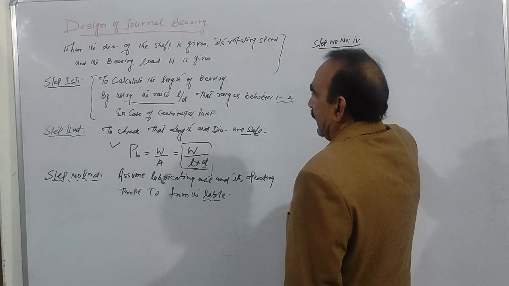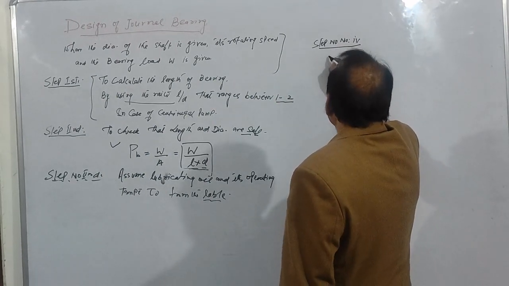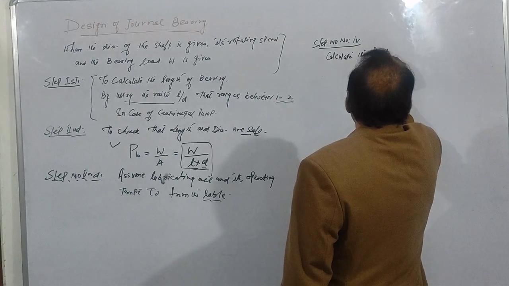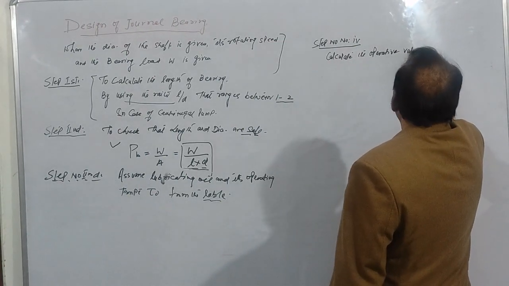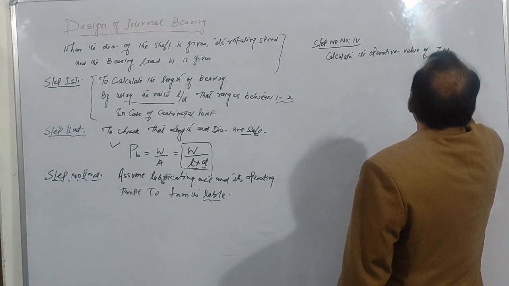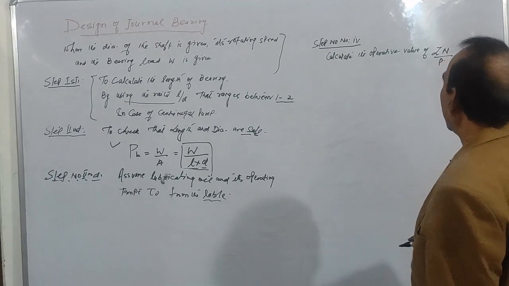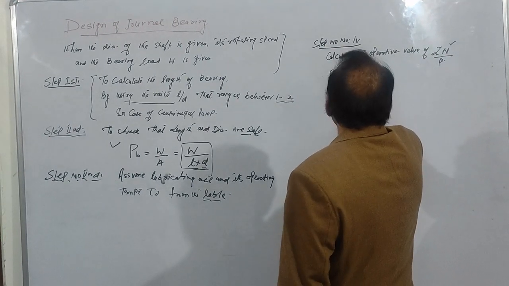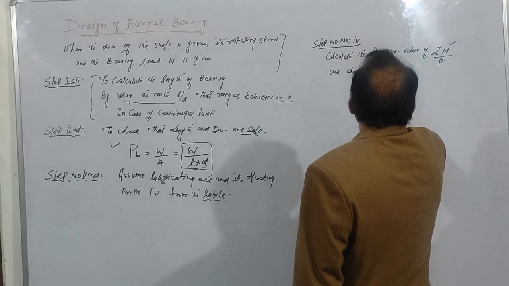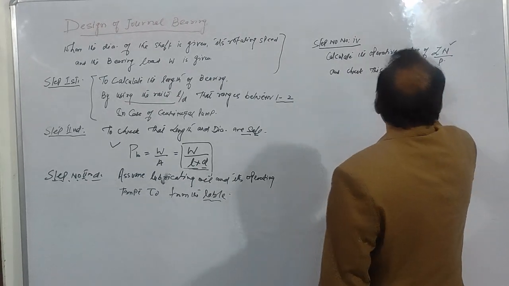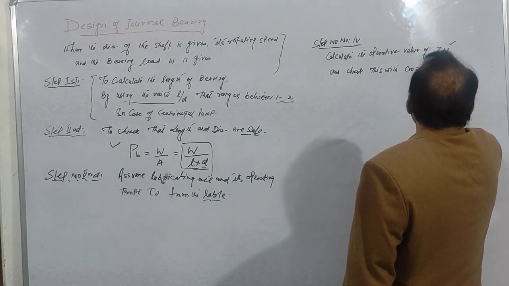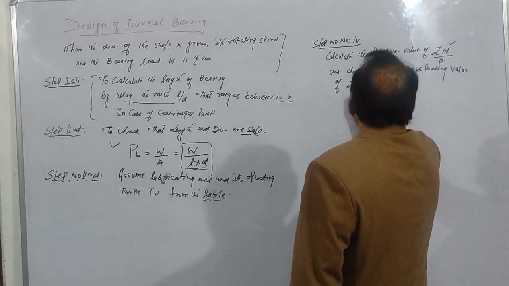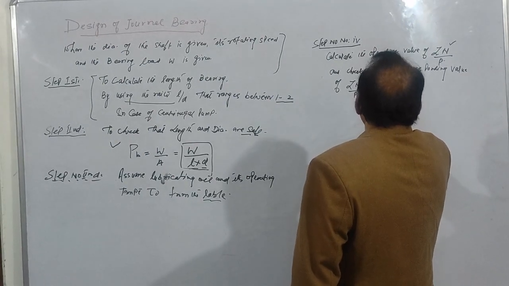What is in step number 4? Calculate the operative value of Zn by P, right? That is the bearing characteristics number. And check this with the corresponding value of Zn by P from the table.